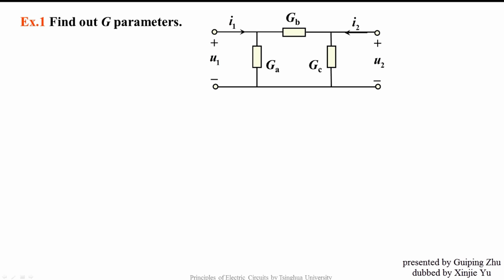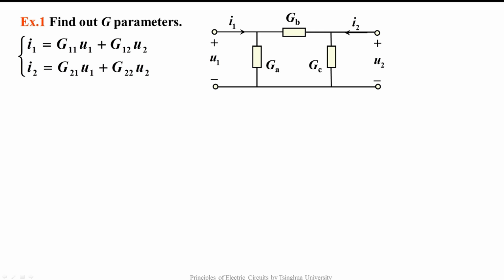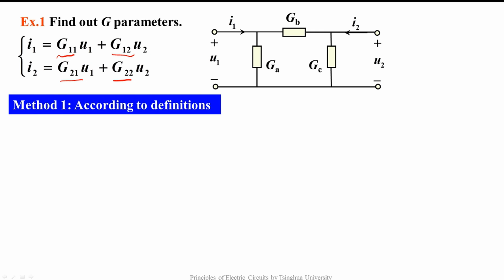Let's look at an example. How to find this two-port G parameter? These are the G equations, what we listed just now, and we want to determine the four coefficients. The first method is by the experimental measurements, according to its definition.